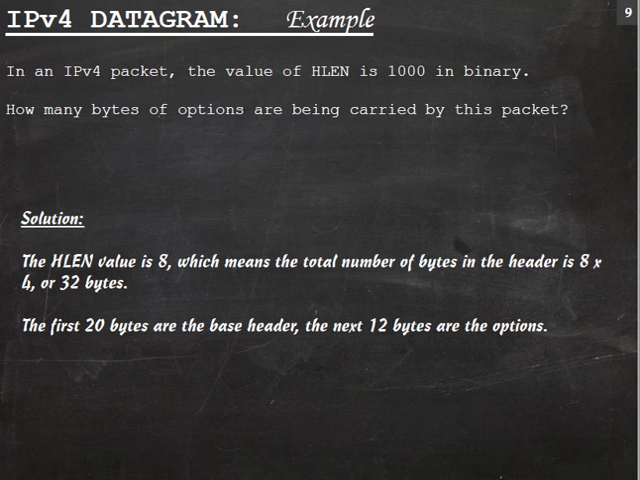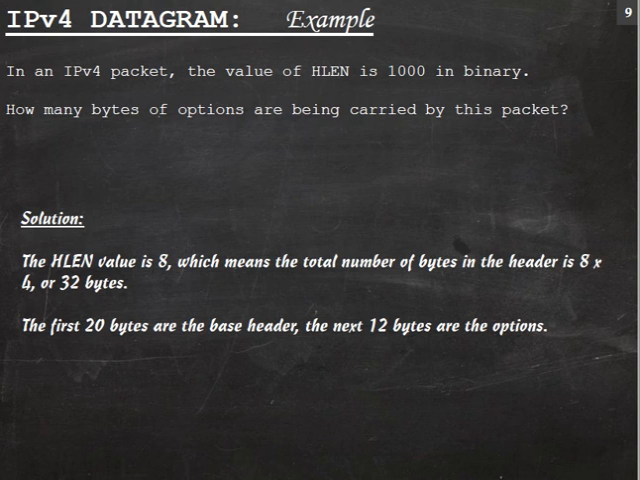Second question. In an IPv4 packet, the value of HLEN is 1000. How many bytes of options are being carried by this packet? So the header length has been given as 1000, which is 8. So we need to calculate how many bytes of options are being carried by this particular packet.